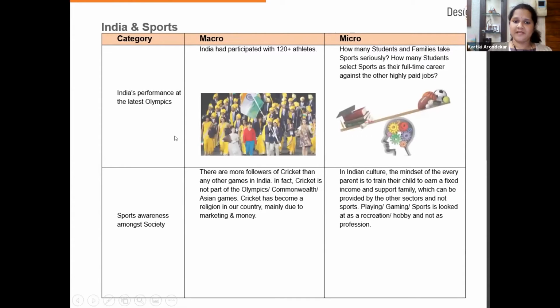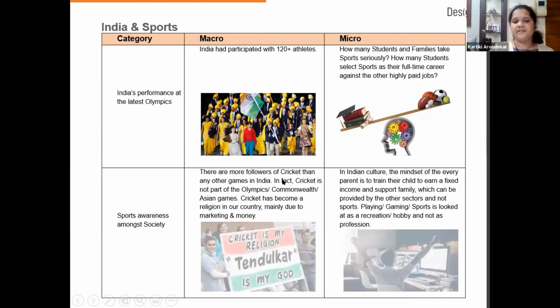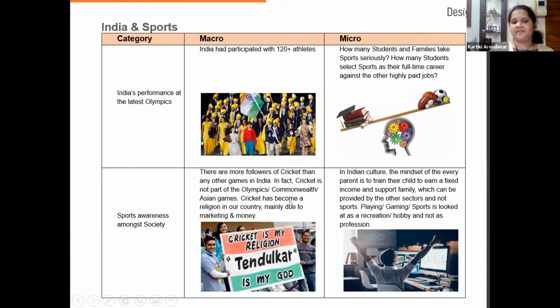So this is a time to think: why do we give preference to education only? Obviously education is a primary need, but why not sports? The grooming is not in such a way. The sports awareness among society is the second factor we need to look at. There are more followers of cricket than any other game in India. In fact, it's like a religion.